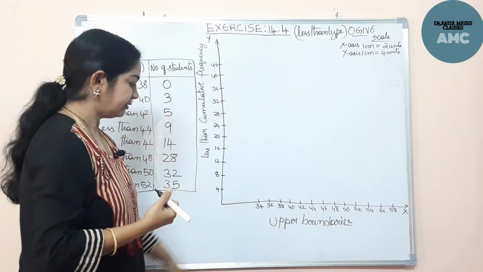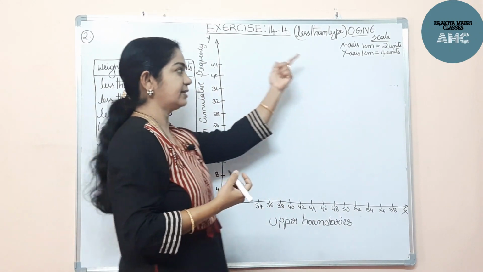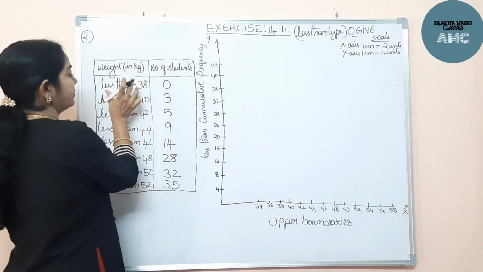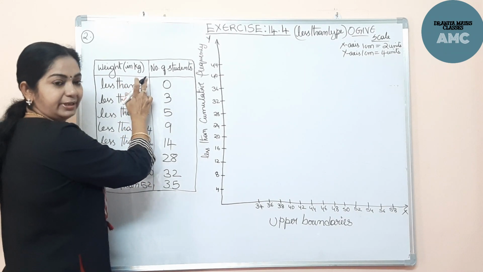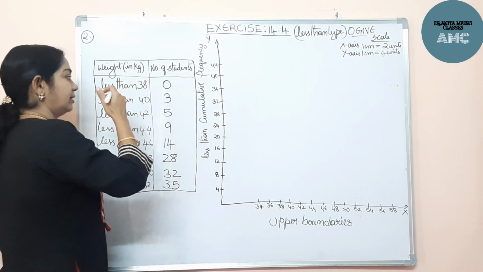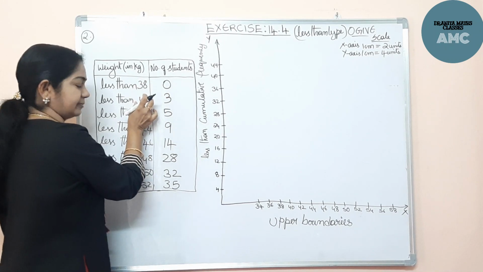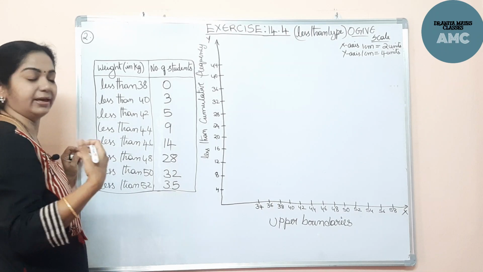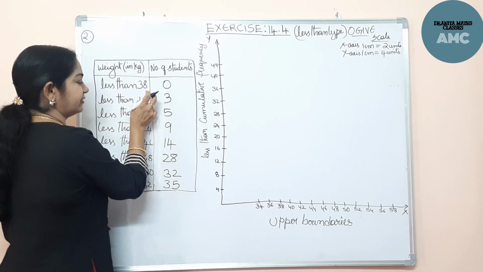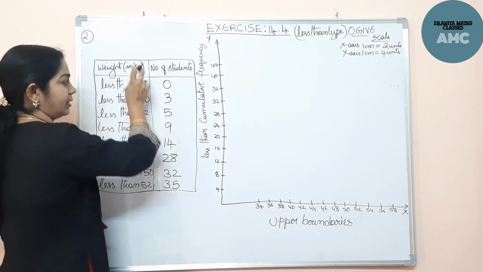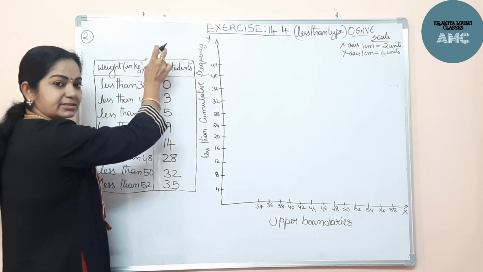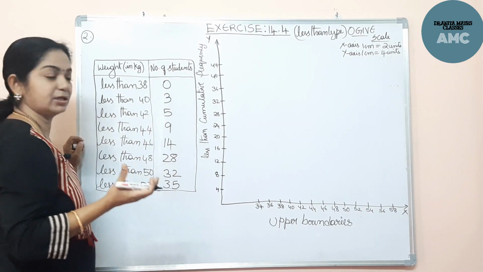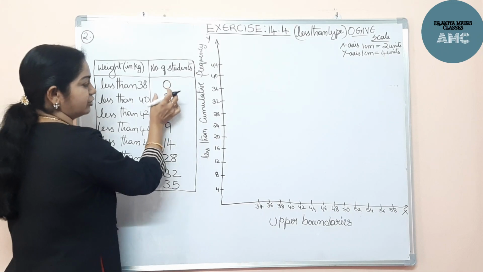Right, students? Now we will be plotting the graph. For the less than type ogive curve, we take the upper boundaries. See the upper boundary here, less than 38. That means the interval less than 38 has 38 as the upper boundary, and below that is also included. So the upper boundaries are 38, 40, 42, 44. All these are the upper boundaries, and these are the cumulative frequencies. These are not the frequencies because they give the total number of students, so they are the cumulative frequencies.